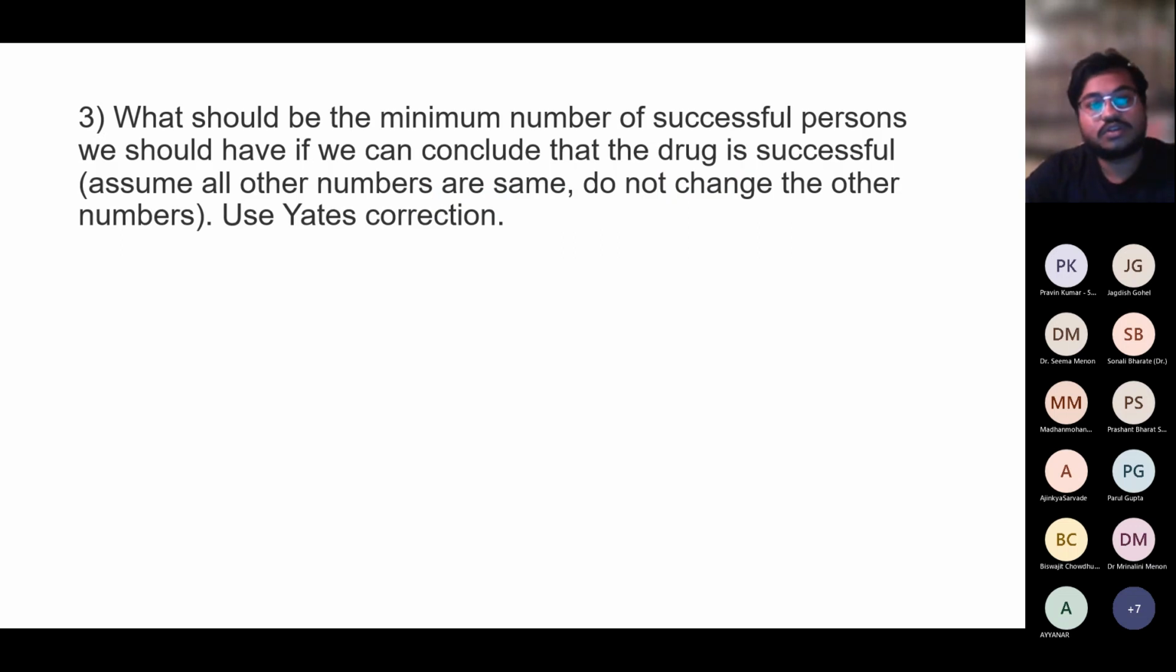Now, the third question is, what should be the minimum number of successful persons we should have if we can conclude that the drug is successful? Assuming all other numbers are the same, do not change the other numbers, use Yates correction.